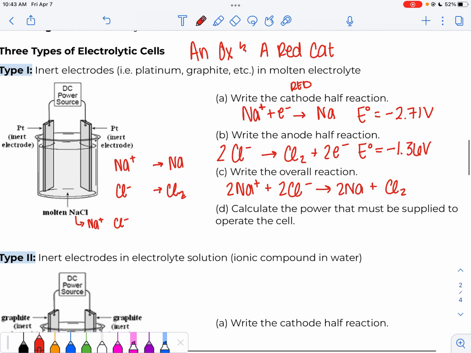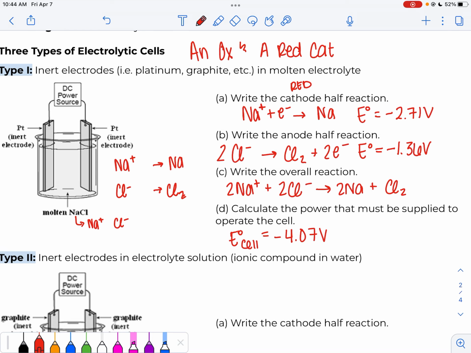So to calculate the power that must be supplied to operate this cell, we sum those voltages. So E0 cell for this electrolytic cell would be -2.71 plus -1.36 for a total of -4.07 volts. So this makes sense, right? This is an unfavorable reaction. So if our E cell value is negative, it means it's non-spontaneous.